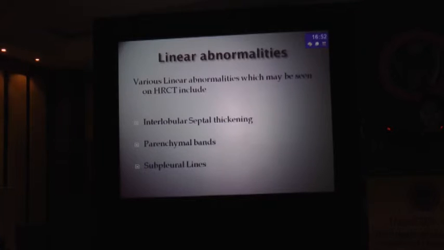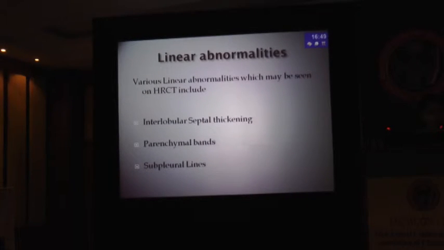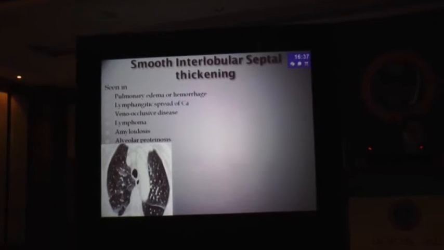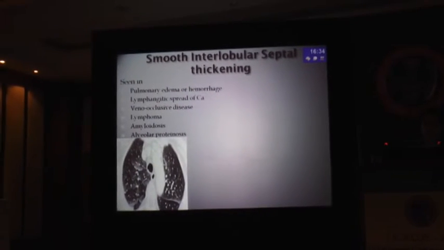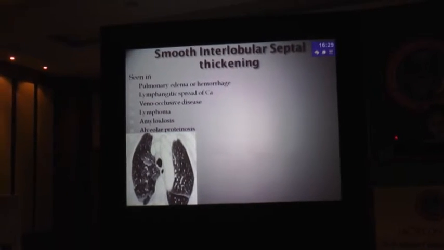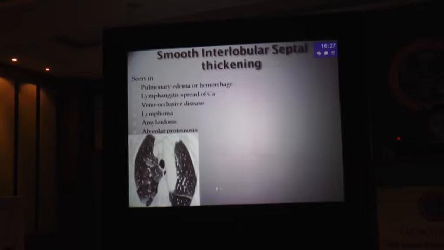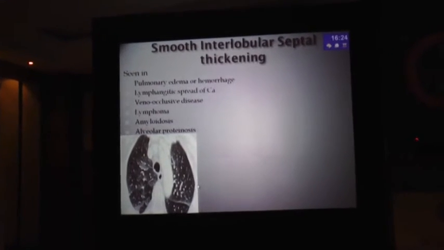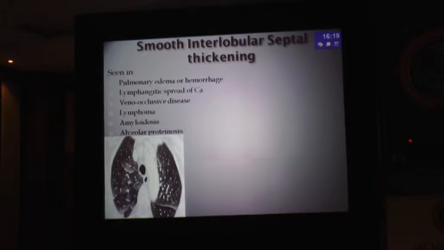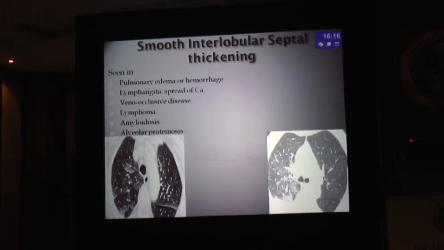Talking about the linear abnormalities, they may be seen as interlobular interstitial thickening between each lobule, parenchymal bands, and subpleural lines. So this can be very smooth, neat thickening, or sometimes very coarse looking, or reticulonodular looking, and sometimes it can be very thick, as in cases of fibrosis. So, common causes of smooth interlobular thickening are pulmonary edema, lymphangitic spread of carcinoma in early stages, veno-occlusive disease, and others.